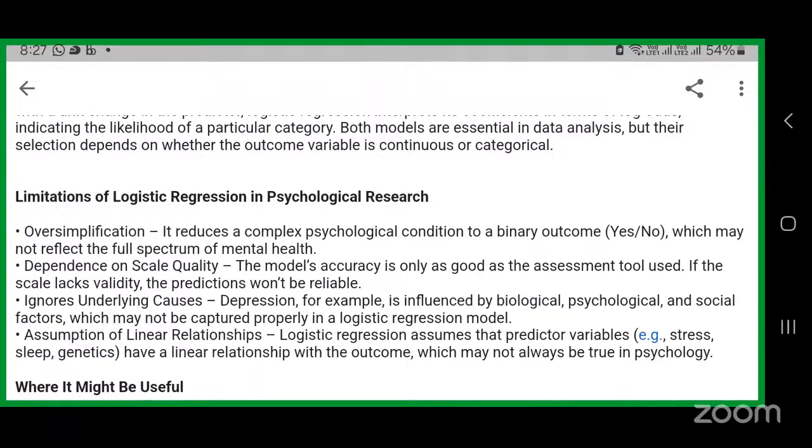Here are some limitations of logistic regression in psychological research. Number one, oversimplification. It reduces a complex psychological condition to a binary outcome, yes or no, which may not reflect the full spectrum of mental health. For example, your depression data.